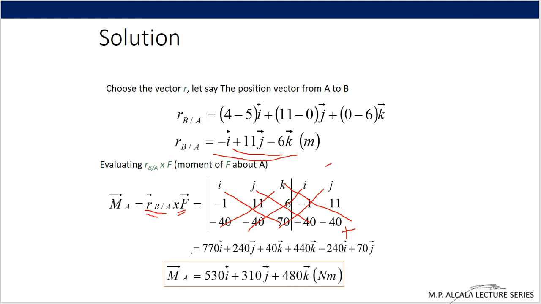So that will be it. The moment at A is simply a vector. You can easily rewrite this as (530, 310, 480), and then close bracket. So that will be it for the moment.